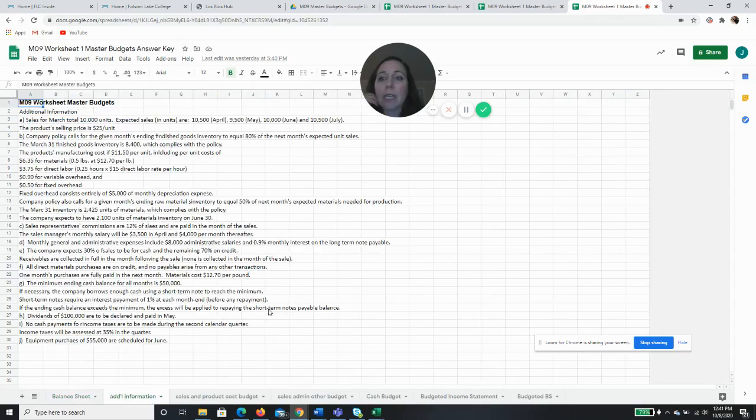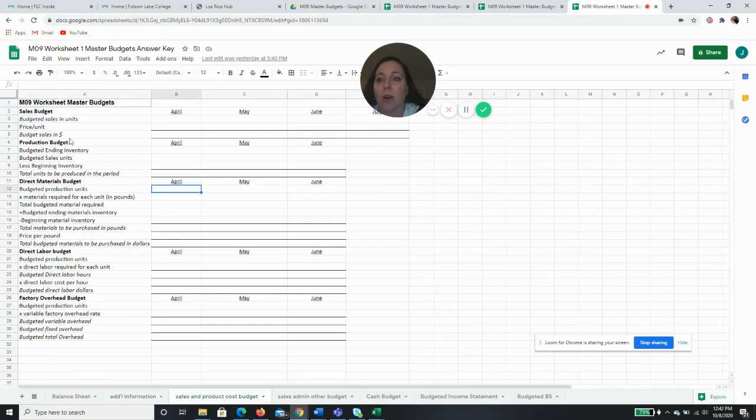The second tab here is additional information. This is information about our company policies, about what we expect to be able to sell, about what we expect to purchase from a fixed assets perspective, if we expect to pay dividends, what our tax rate is. This is the sheet that you're going to be referencing back to all throughout this example. So keep this handy. In fact, if you have printed out the worksheet, don't staple this one in, pull it out so you always have it easy to reference.